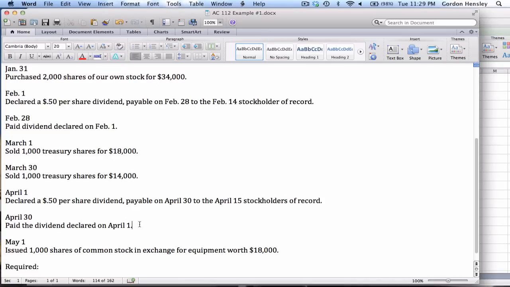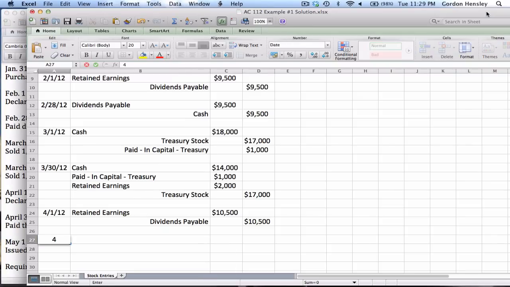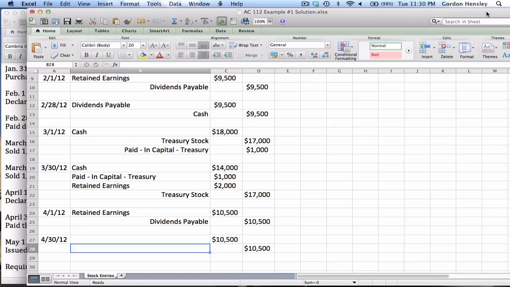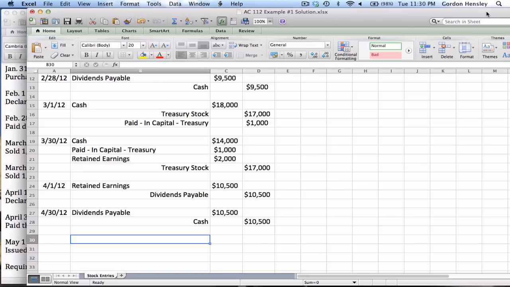The next transaction is on April the 30th. They paid the dividend declared on April 1st. So this is very easy to do. This is just simply the payment of that dividend. So we can handle that. That's not too bad. 10,500. We are settling the liability. So the liability is gone, and how will we pay for that? With a credit to cash, which lowers the amount of cash.